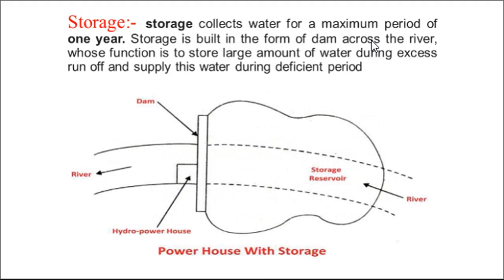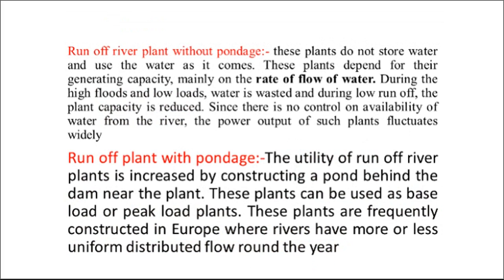Storage is built in the form of a dam across the river whose function is to store a large amount of water during excess runoff and supply this water during the deficient period. So I told you, during the rainy season in India there is a large amount of water, so we can use the storage type of power plant in India.